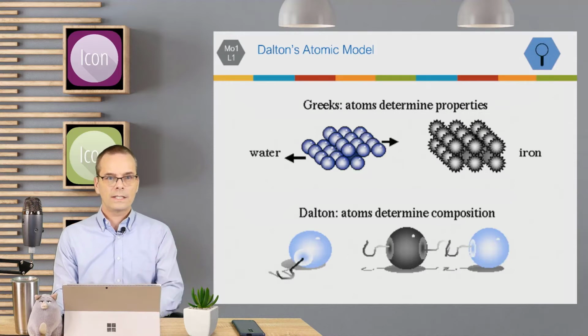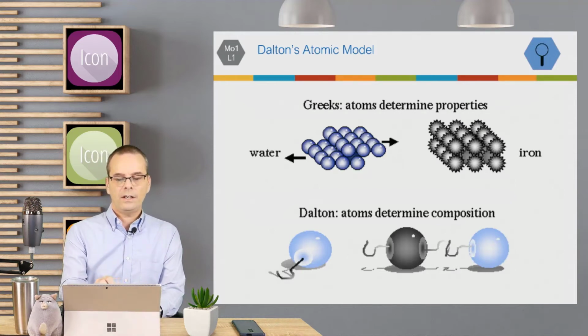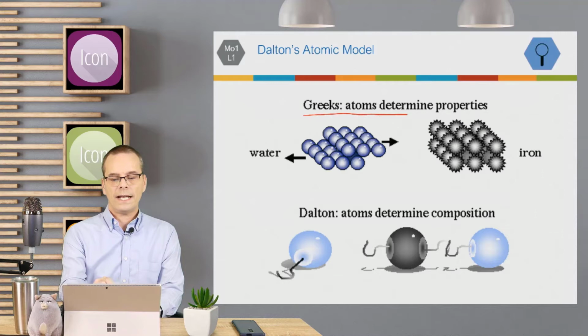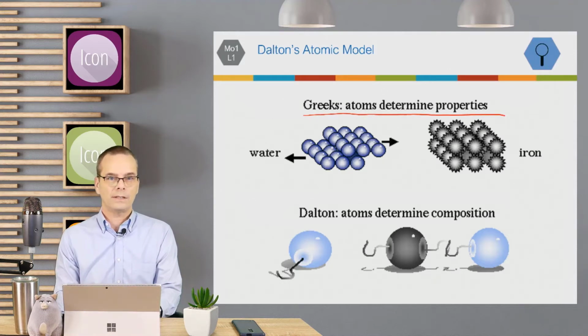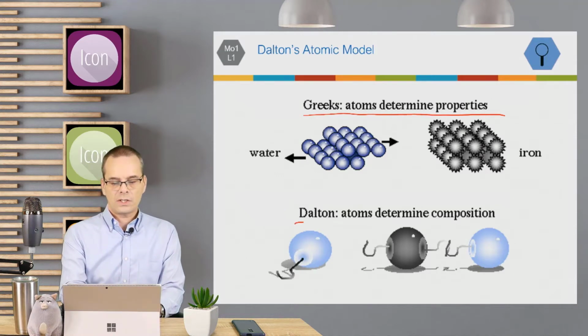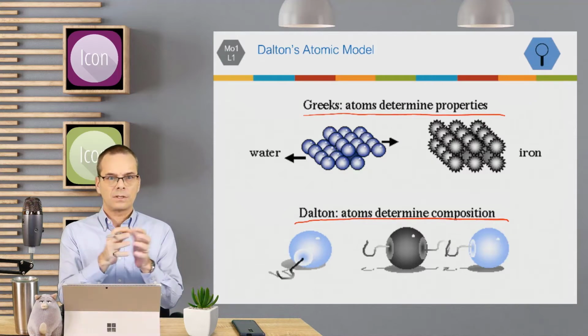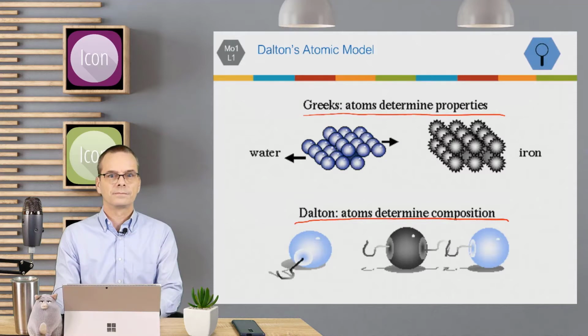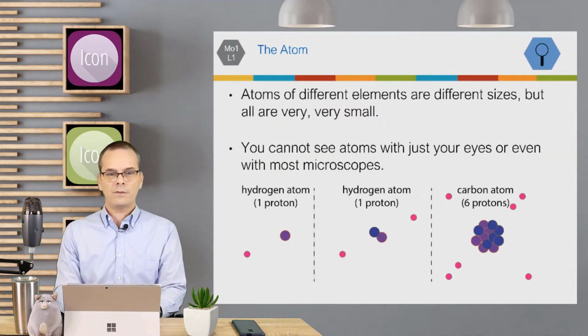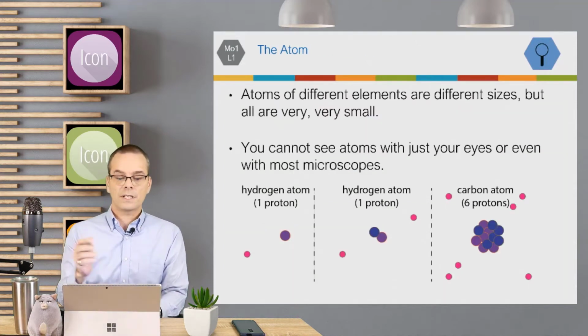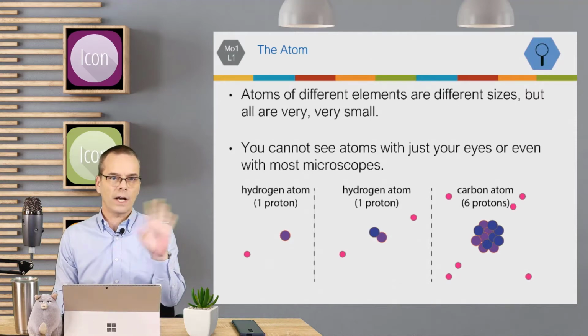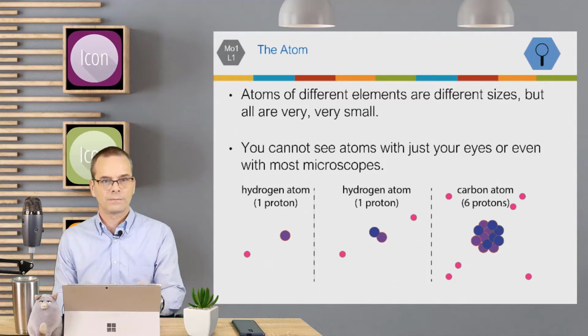Now, this was the Greeks who said atoms determine properties, right? Water, iron, etc. Dalton said atoms determine the composition. So you can have different atoms put together. So atoms of different elements are different sizes. But, regardless, all atoms are small, right? We can't see them with our eye. We have to use a microscope.